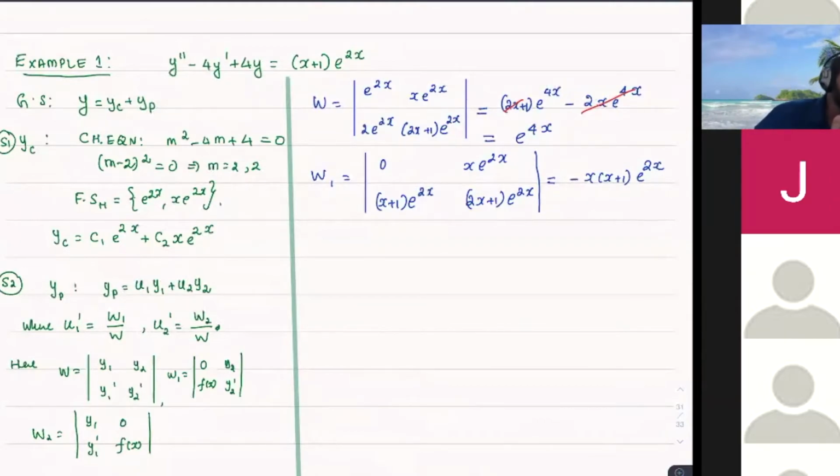Will the quiz be on this or the reduction of order method? Today's quiz, I think today's quiz is going to be on the homework number 9.